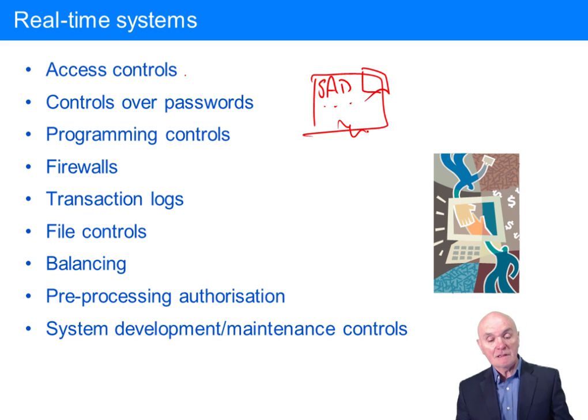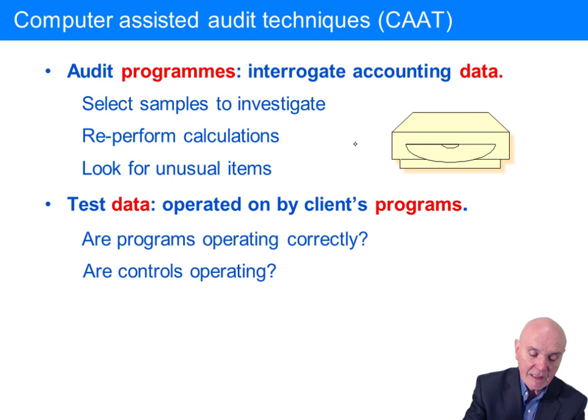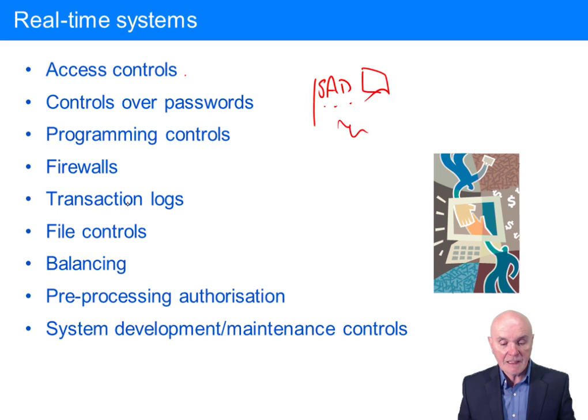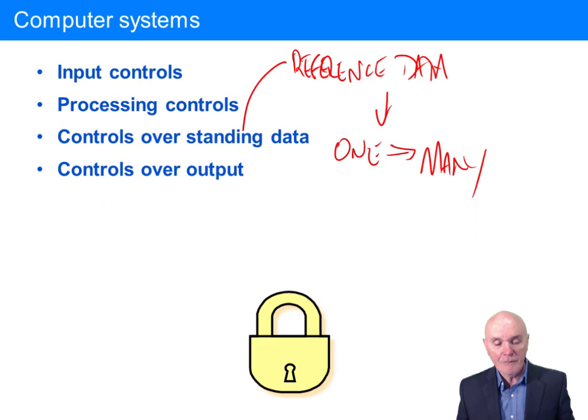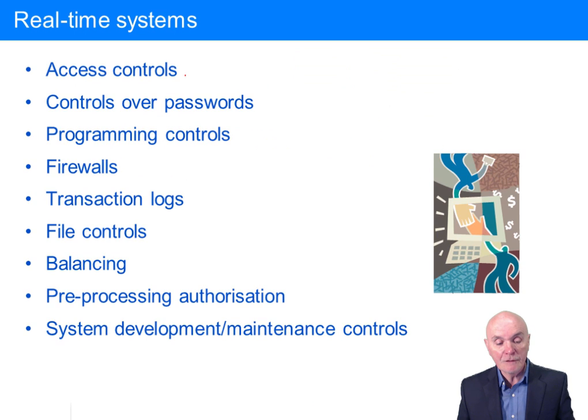Systems development and maintenance controls are very important. I have to be a bit careful about updating programs. To some extent, this is going to overlap here with the development. So we're just expanding some of the care we need with the development of new programs and new systems.